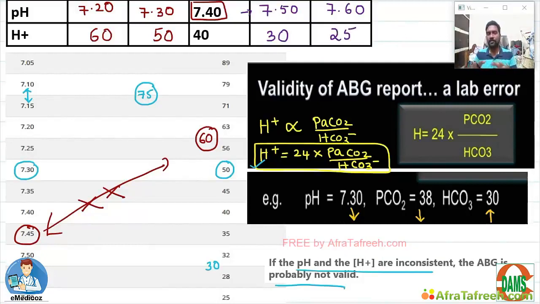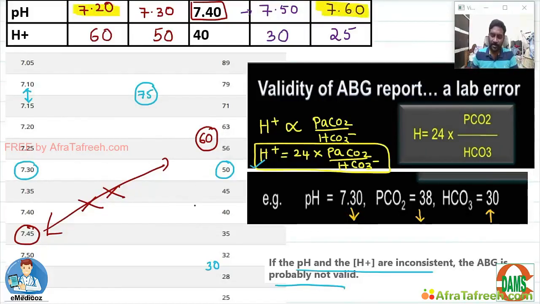So this is an easy way to remember. At 7.40 pH, 40 will be the H plus; 7.30, 50; 7.20, 60. So as the pH decreases by 0.1, H plus tends to increase by 10. In the same way, as pH increases by 0.1, H plus decreases by 10, from 40 to 30, and at 7.60 it might decrease by 5. Mostly the majority of pH will be in this range, 7.2 to 7.6. So if you can remember these values, it will be handy.